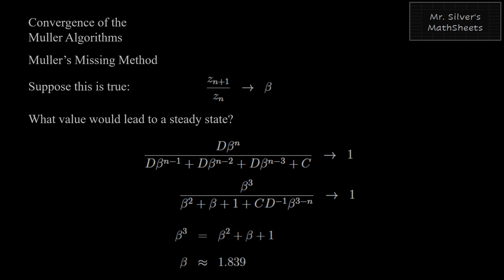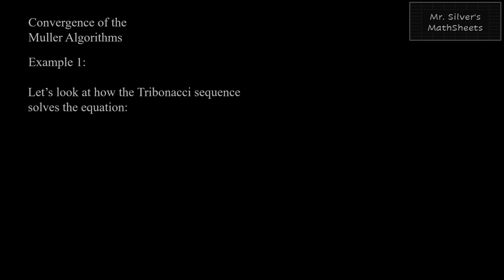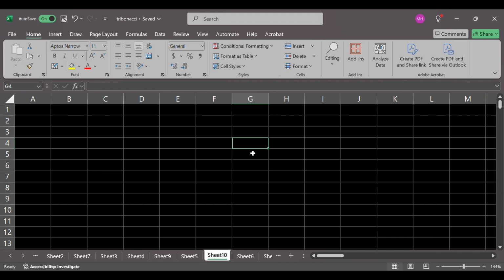This last part is an interesting problem in itself. Let's see if we can figure out how to use the Fibonacci sequence to solve this equation. We'll just do a simple spreadsheet and see if we can get to 1.839 coming out of it. Okay, so here's the spreadsheet.